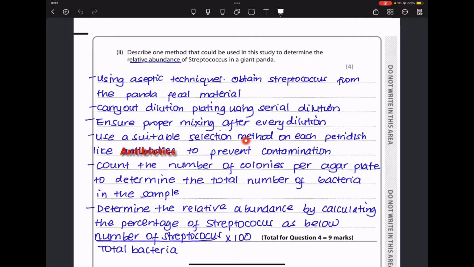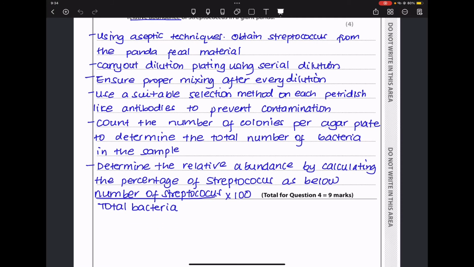Then use a suitable selection method on each petri dish, like antibiotics to prevent contamination. This is because you're only interested in specific types of bacteria, not everything, so specific selection methods could be used, like antibiotics. Count the number of colonies per agar plate to determine the total number of bacteria in the sample. Then determine the relative abundance by calculating the percentage of Streptococcus as below. It's going to be number of Streptococcus divided by the total bacteria times 100. This will give you the final result.